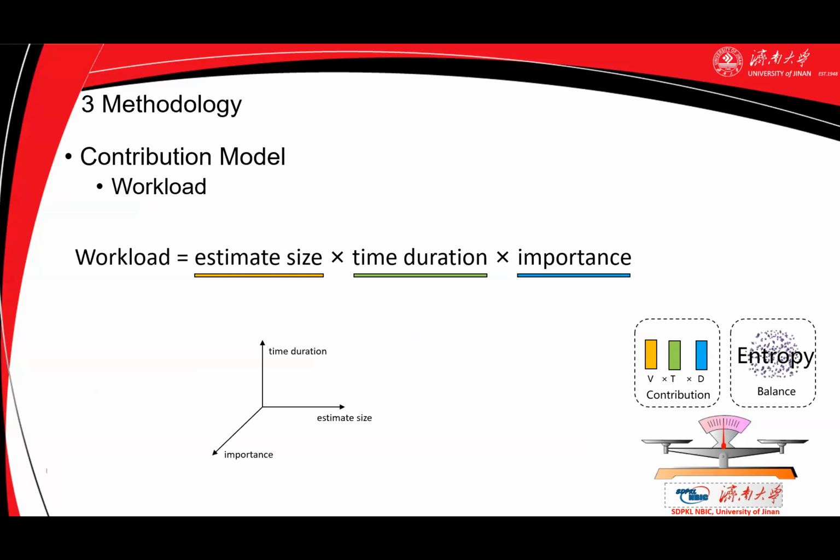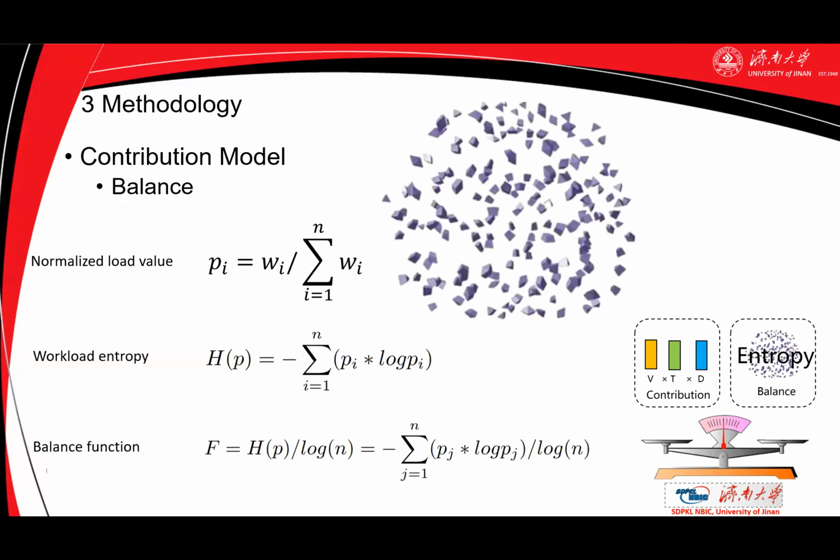We quantize issue workload WI of issue I as a product of estimate size, time duration, and importance. Workload W is a summation of issue workloads. Estimate size of issue I depends on the size of all contributors of this issue. As equation 1 shows, WI represents the workload of the ith person in the group, and then we standardize it to get PI. The entropy HP of normalized workload value P is denoted as equation 2.